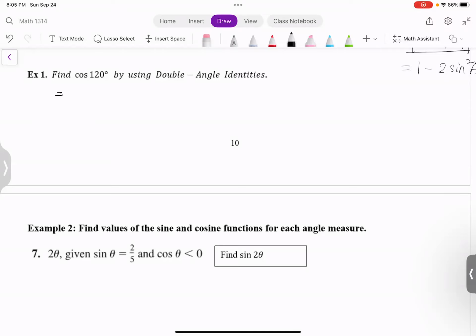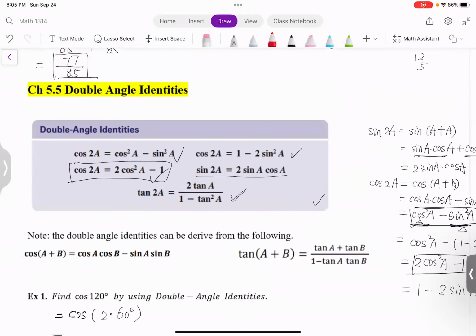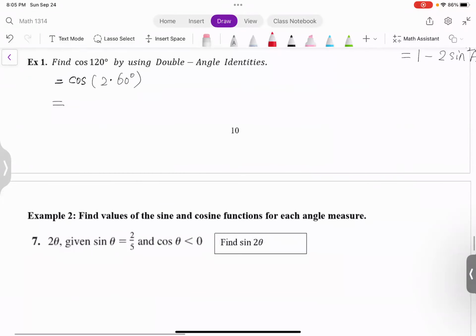We know that cosine 120, so focus on the 120, is 2 times 60 degrees. So it is 2 times an angle, and I can use double angle identities. For cosine 2a, I have 3 formulas, so I can pick any one of them to find the value of cosine 120 degrees. If I use the first one, that is cosine squared 60 degrees minus sine squared 60 degrees.